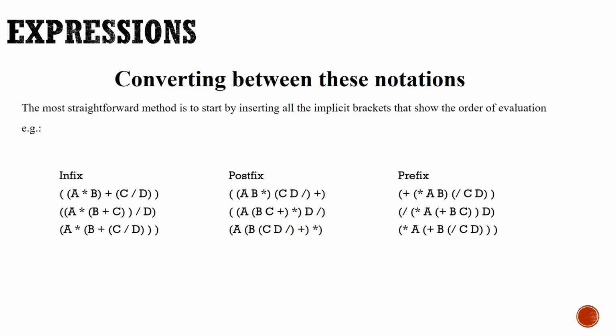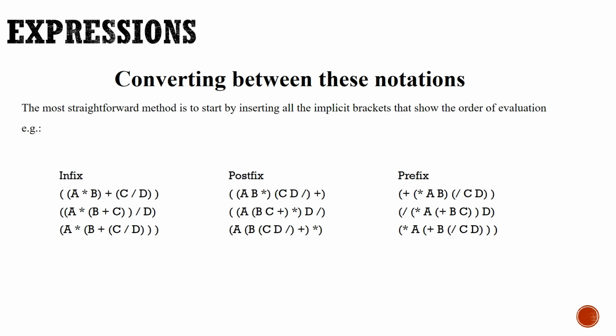Clear? The next is C divided by D. So here we write it as CD slash. Here what we will write is slash CD. Clear? The next one is a plus. Here we will write it as plus at the end. That is your postfix. Prefix, plus at the beginning. Right? So this is how, with the help of the parenthesis, the conversion will be easy.